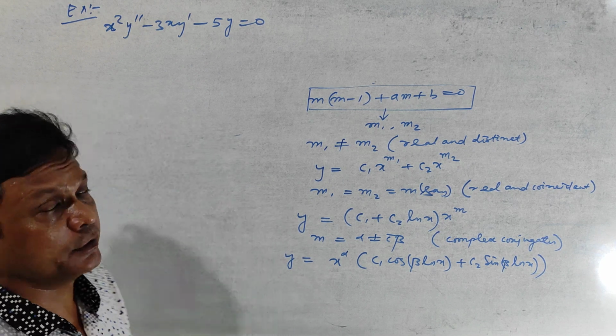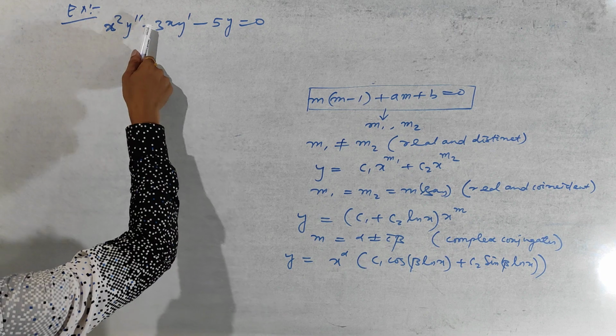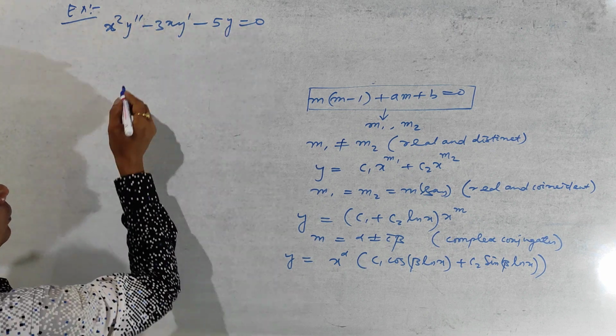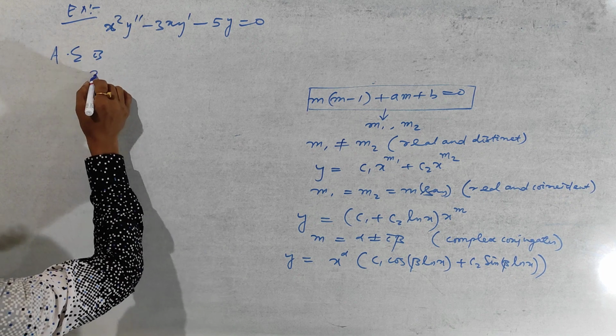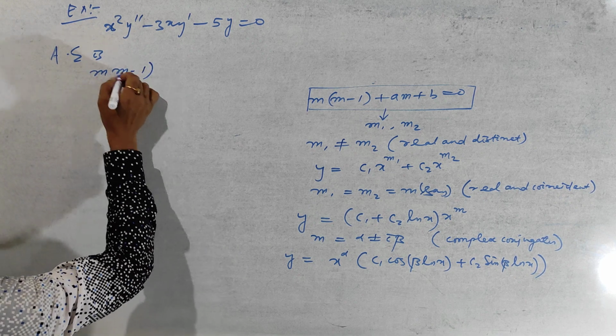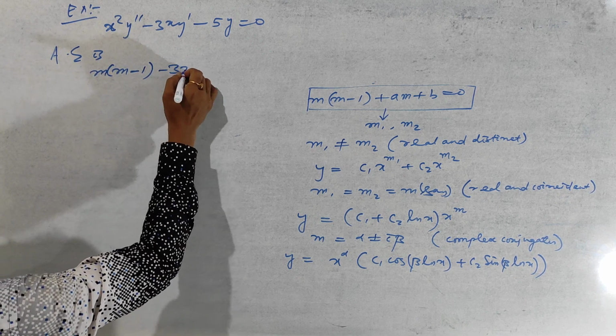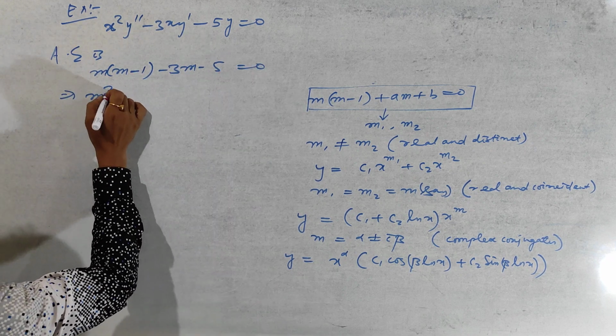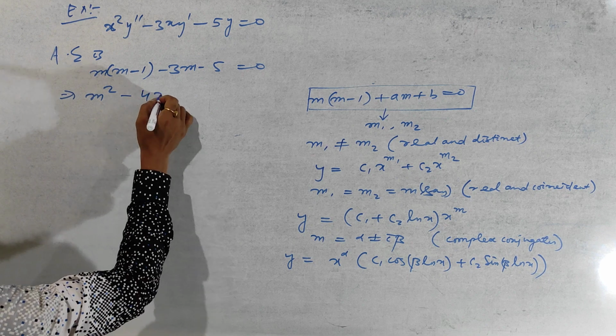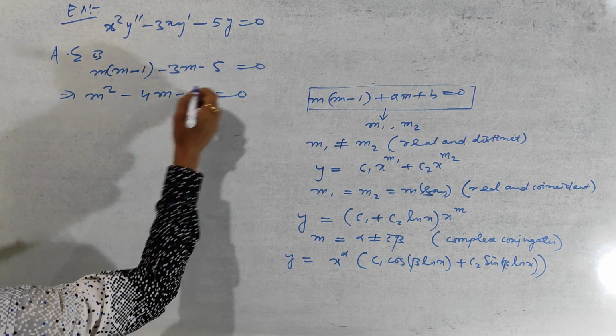See, another example I will give you. x² y'' − 3x y' − 5y = 0. So this is also in the form of Euler equation. So Euler equation is m(m − 1) − 3m − 5 = 0. So it is m² − m − 3m − 5 = 0.